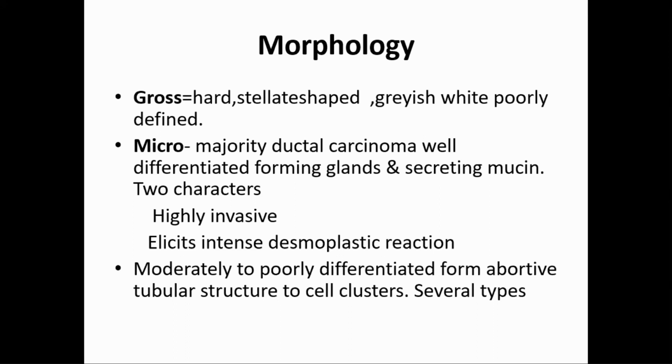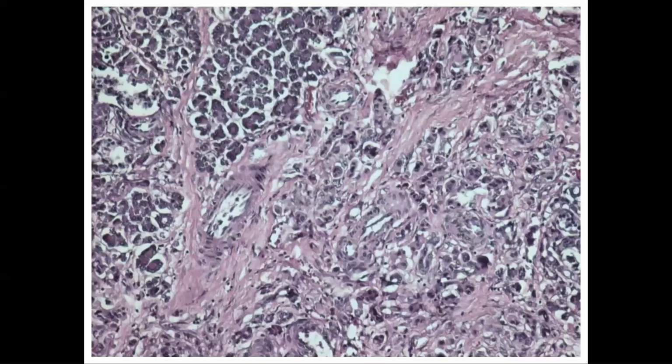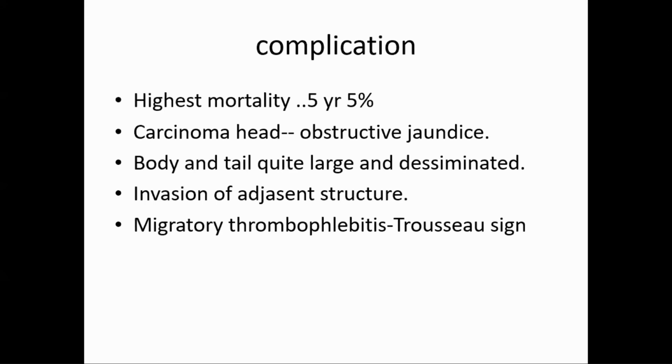So that is characteristic of it, and it may be moderately to poorly differentiated, means there will be abortive tubular formation, or maybe only cell clusters, no tubular structure. So that was the morphology. That is a stellate, hard and grayish white tumor, and then under the microscope it is gland forming, that is tubular structure formation, and a lot of fibrosis is there.